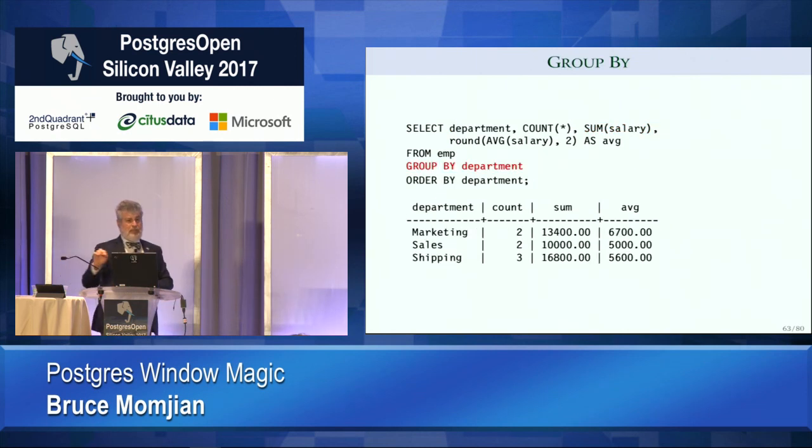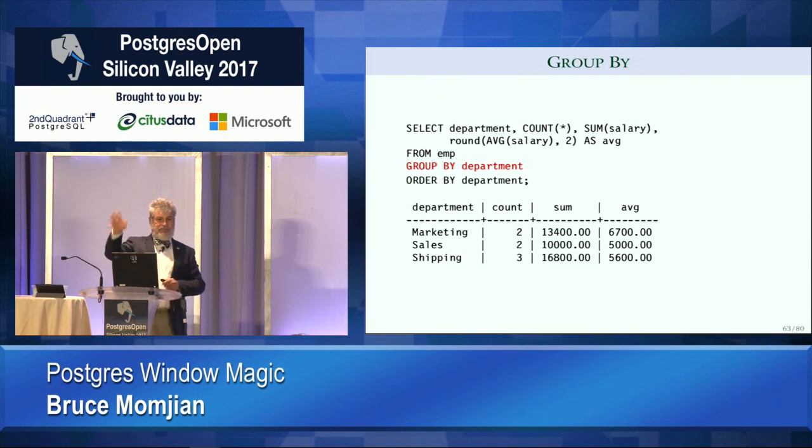Okay. Let's do a group by. Again, no window functions yet. We basically say, give me by department how many people in each department. What's the sum of that department and what's the average of that department?